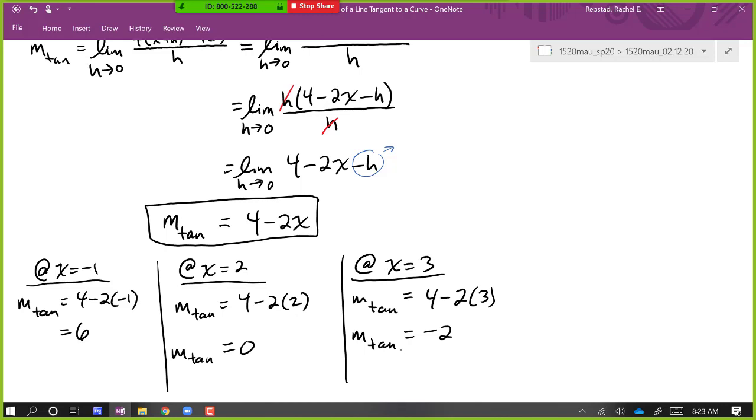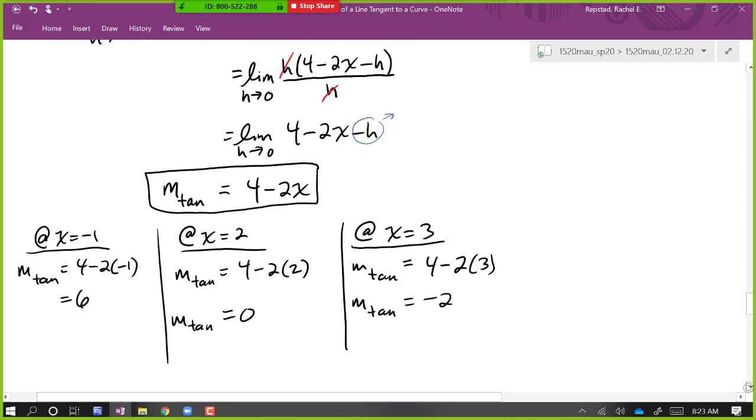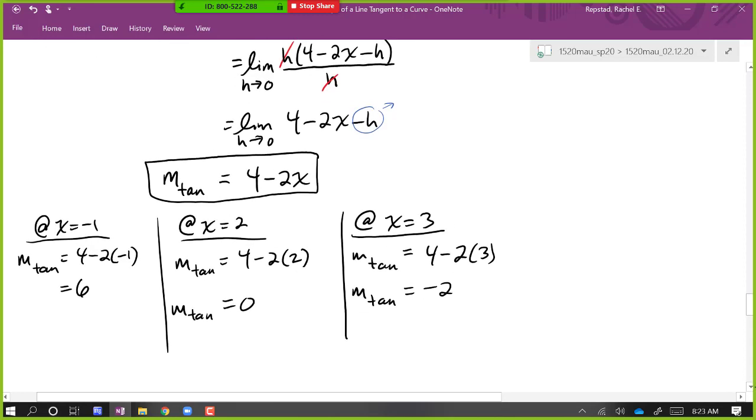Now, before we do the next one, I want to ask a couple of questions to prompt some thought about these results. So looking at these three values and the three slopes we found, where would I expect that the curve they gave us, 4x minus x squared, at which of these points do we think the curve is increasing?